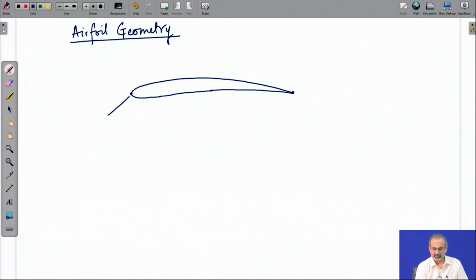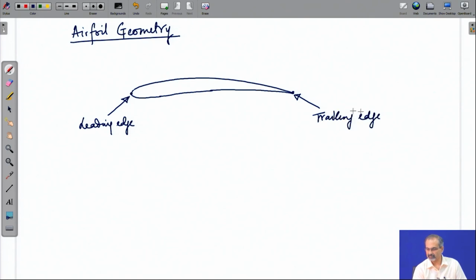There are two very important points on the airfoil. One is the leading edge and the other is the trailing edge. Leading edge is the most upstream point on the airfoil surface and the trailing edge is the most downstream point on the airfoil surface. The flow may be approaching from the left to the right.